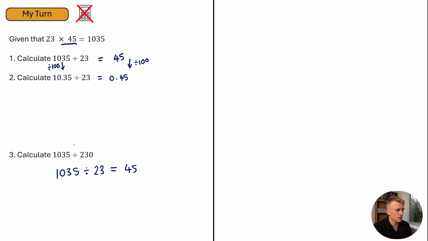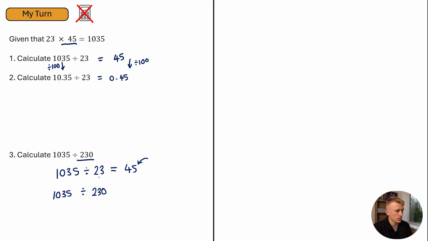Calculate 1035 divided by 230. So this time the change is happening to the number that we are dividing by. And it's really helpful to think of division as splitting into groups. Our original calculation is 1035 divided into 23 equal groups, and in each group there would be 45. And in the calculation that we want to work out, we are dividing it into 230 groups. We're actually splitting our original number into more groups. And if we split our number into more groups, there are going to be less in each group.